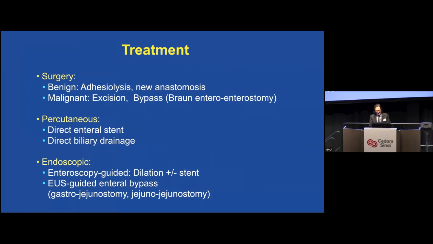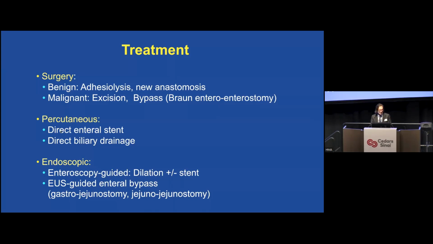Let's move to treatment now. So it falls into these three categories: surgery, percutaneous drainage, and endoscopic. Now, surgery, if it's benign, adhesiolysis, or creating a new anastomosis. And if it's malignancy, well, if it's really just local, truly local excision, but more commonly, the surgeon creates a bypass. It's a Braun's enterostomy. Well, that's what we're mimicking or able to mimic today with a Lamb's bypass.